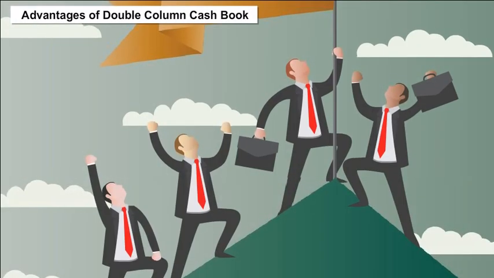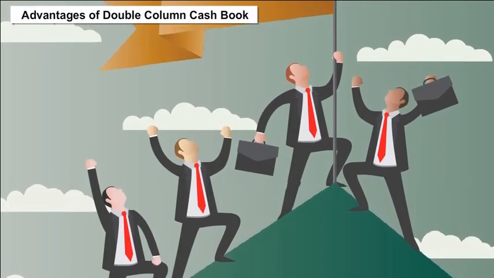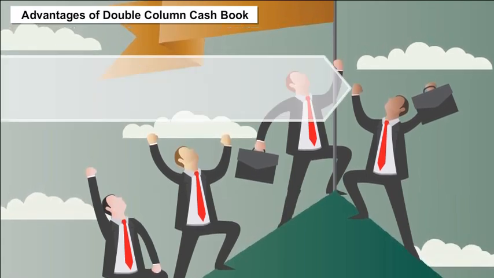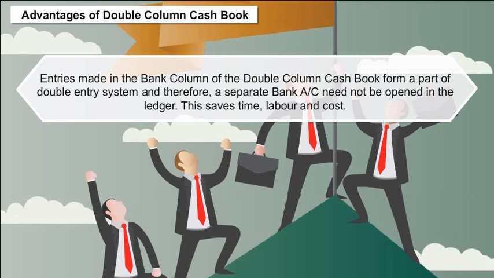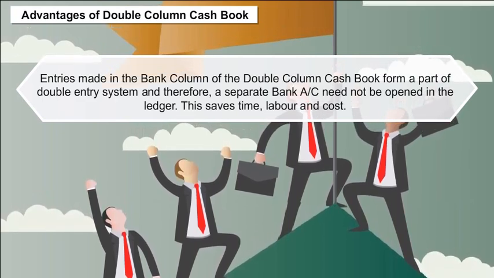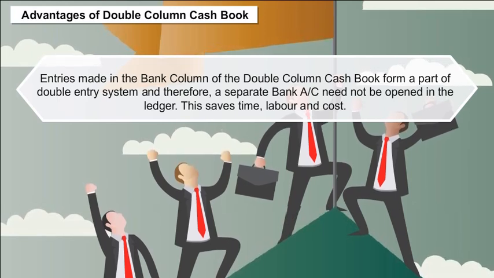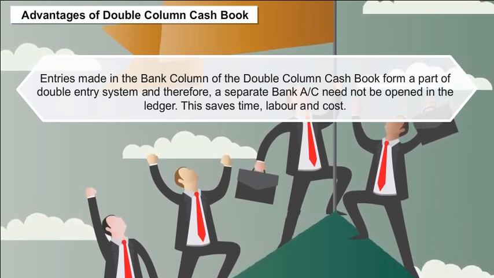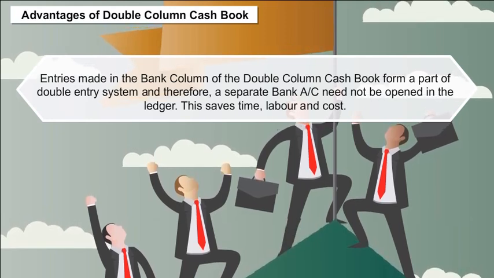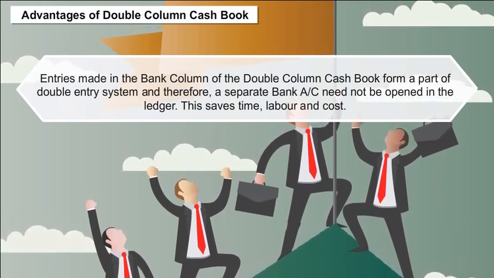Advantages of double column cash book. The following are advantages of a double column cash book. 1. Entries made in the columns of the double column cash book form a part of the double entry system, and therefore a separate bank account need not be opened in the ledger. This saves time, labor and cost.